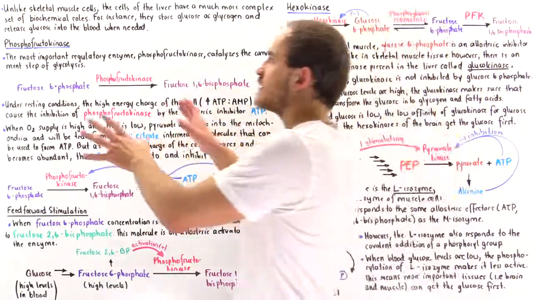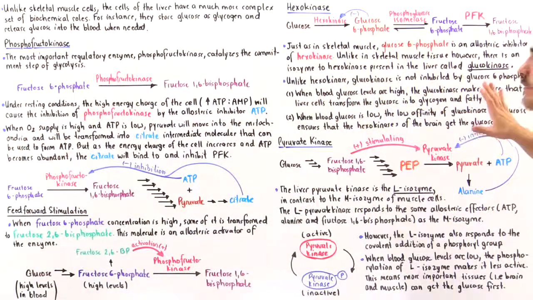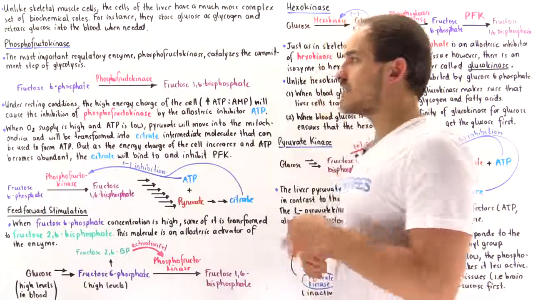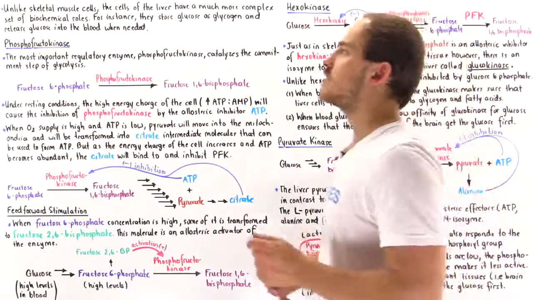This is the enzyme that catalyzes step 3. This is the enzyme that catalyzes step 1. And this is the enzyme that catalyzes step 10. The reason our cells use these three enzymes is because they catalyze irreversible steps in glycolysis.